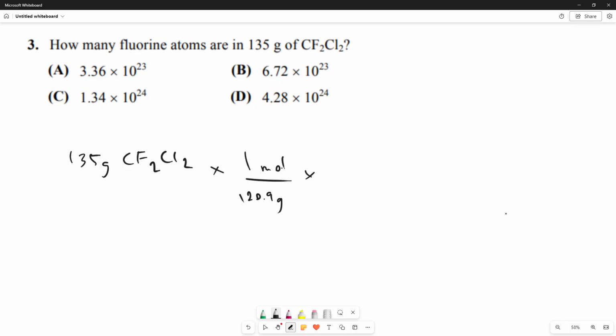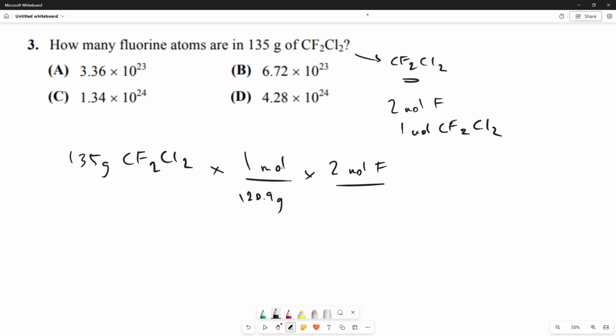Then what we do, we look at CF2Cl2, and there are 2 moles of fluorine for every 1 mole of the entire molecule. So, 2 moles fluorine for 1 mole of CF2Cl2. This is our molar ratio, and that's what we're going to multiply by to get moles of fluorine.